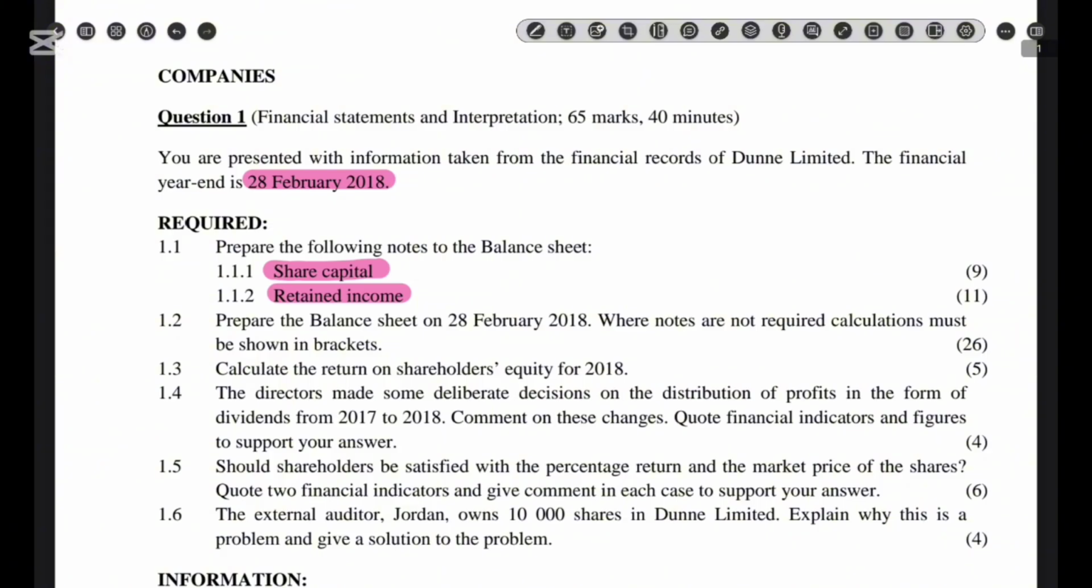So let's go and draw our year somewhere here, because when we do the questions we'll probably need it. It ends on the 28th of Feb 2018. It started on the 1st of March 2017, right? So that's our financial year.